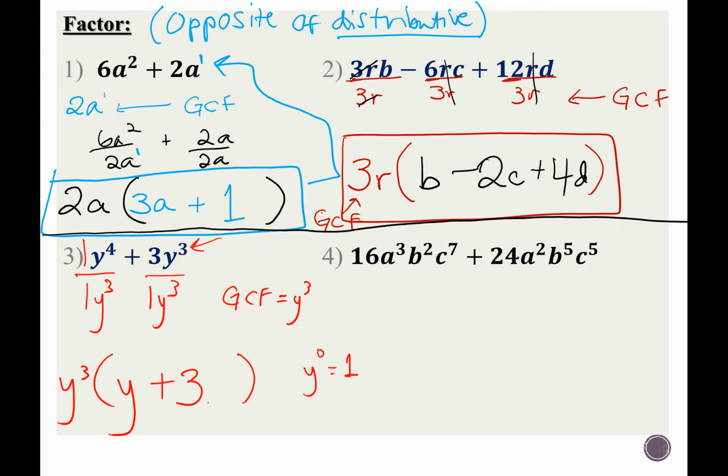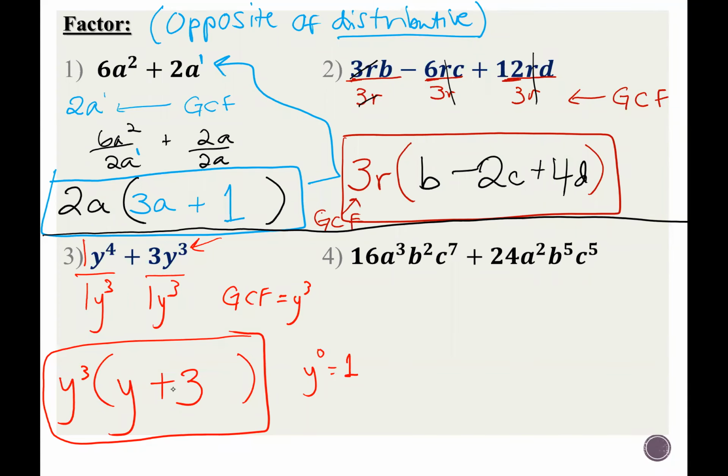If I were to write y, that would be wrong. If I were to write y to the 0, that would technically not be simplified. So this is my final answer here: y to the 3rd on the outside, parentheses, and then y plus 3.